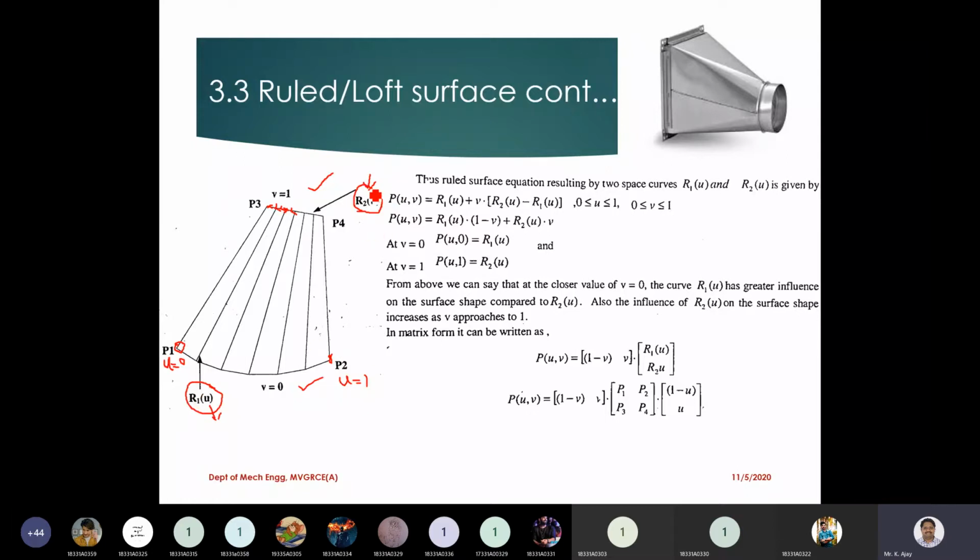I am not using any new parameter here. Why? Because it is not required. Even if you use another new parameter, you have to vary it from 0 to 1 only. So I can reduce all those things by simply making use of one single parameter u. Varying u, I can get various points here, and substituting in this equation, I can get various points on the P4 minus P3 curve as well.